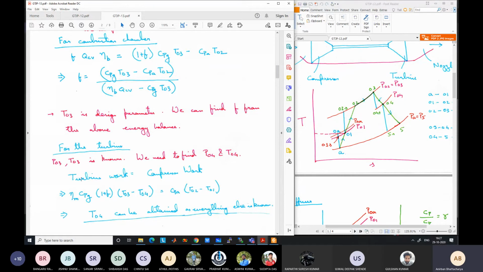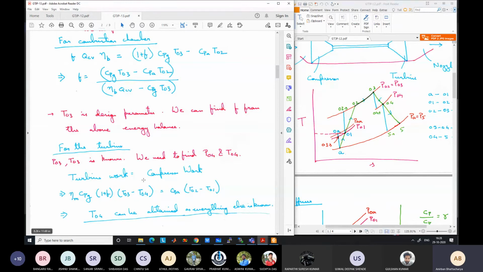So what is the turbine work per unit mass flow rate of air at the inlet of the compressor or of the diffuser? Cp of gas into T03 minus T04. This is per unit mass flow rate, the turbine work output. Cp of gas, T03 minus T04, into 1 plus F, because for unit mass flow rate of air, the mass flow rate in the turbine is 1 plus F. Slightly higher mass flow rate is there because of the fuel. So this is the turbine work output, Cpg (1 plus F)(T03 minus T04).